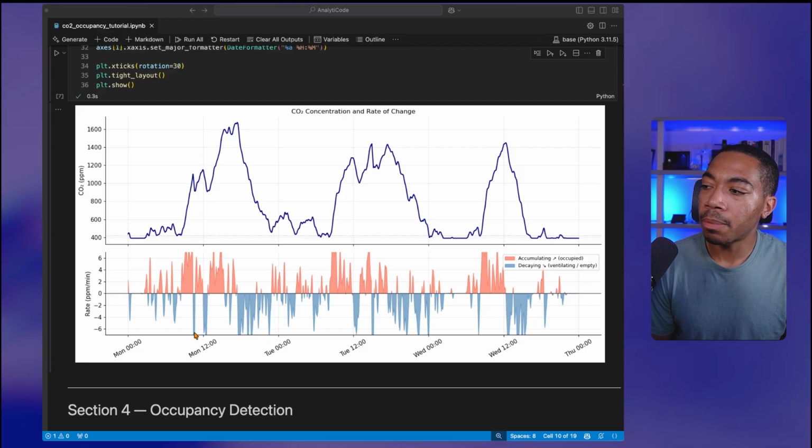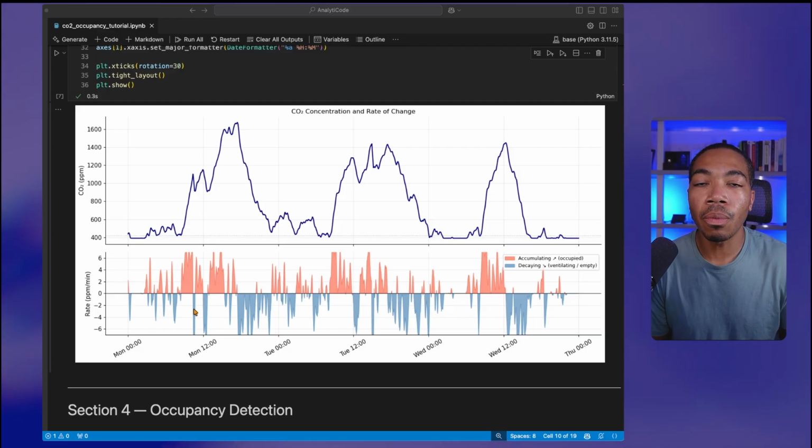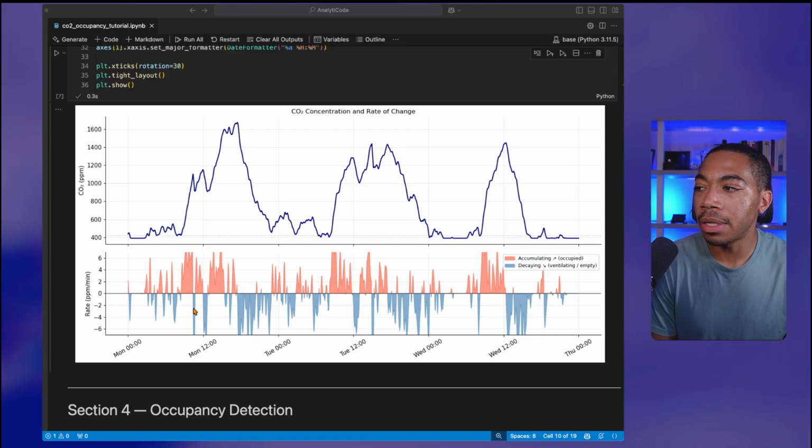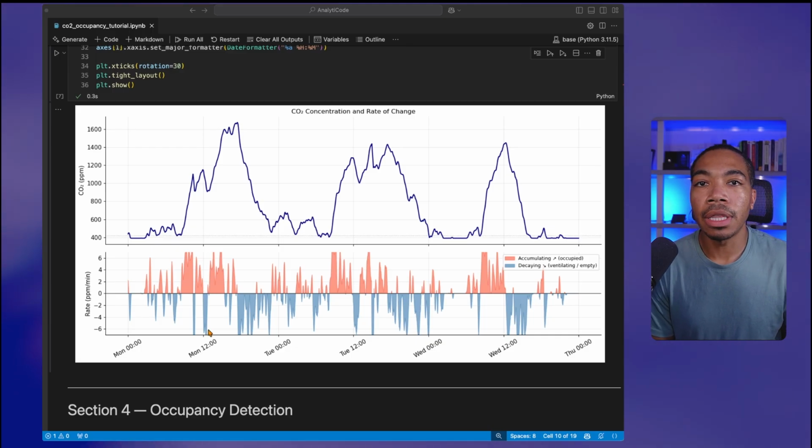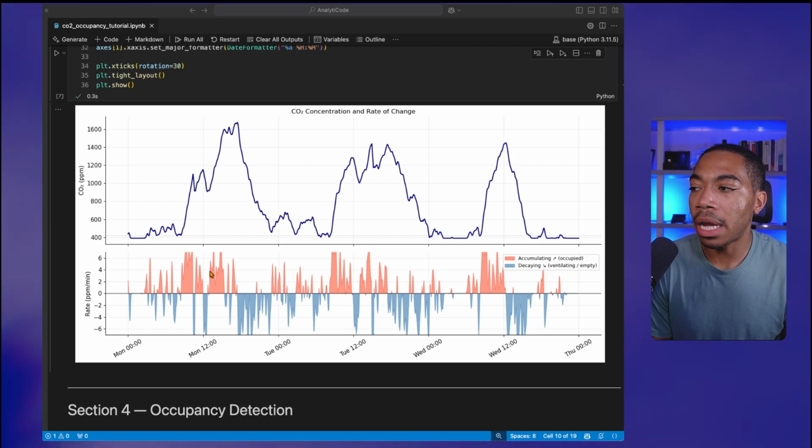There's also a sharp spike here, which could correspond to the window opening or the door opening, because there's a rapid decrease in the amount of CO2. And then perhaps that was closed because we have a positive spike again. And then maybe here is when the room was vacated for lunch for 20 minutes, and now the room is occupied again.